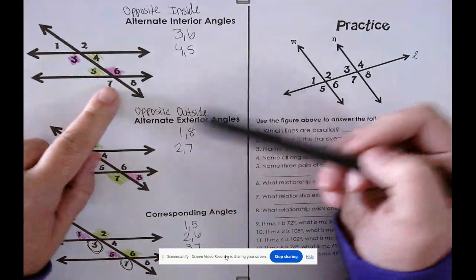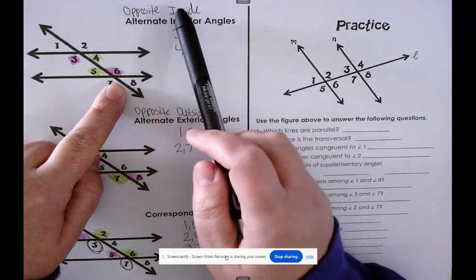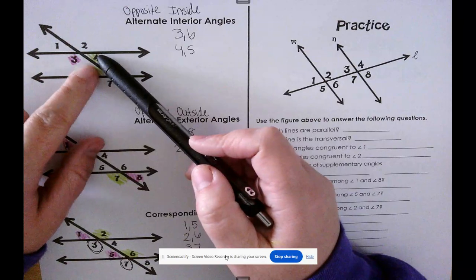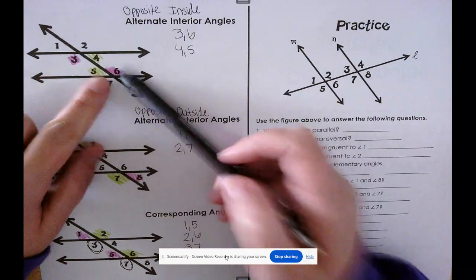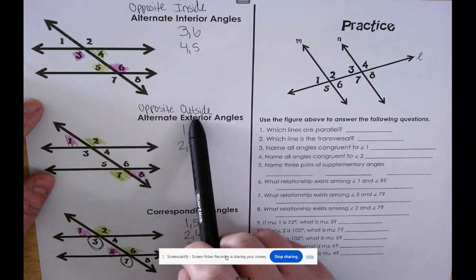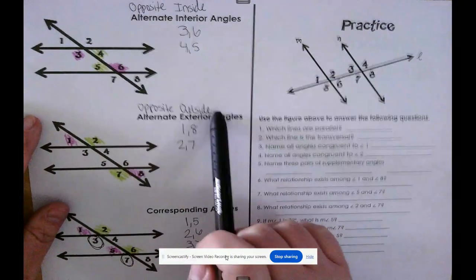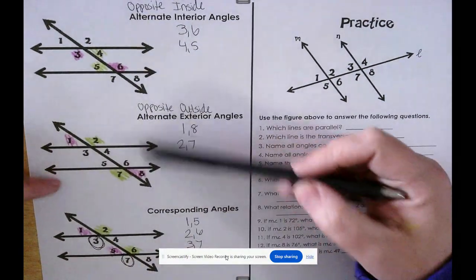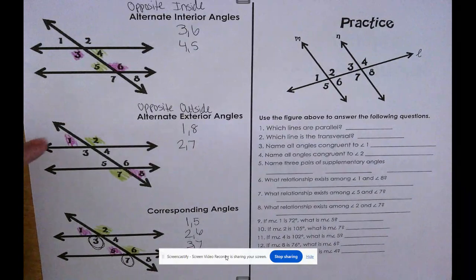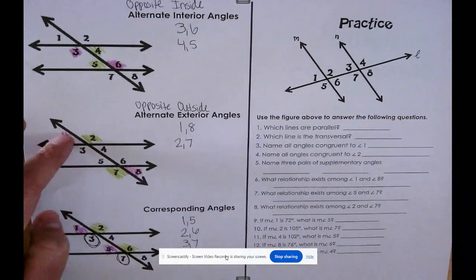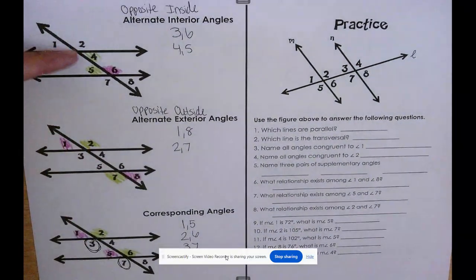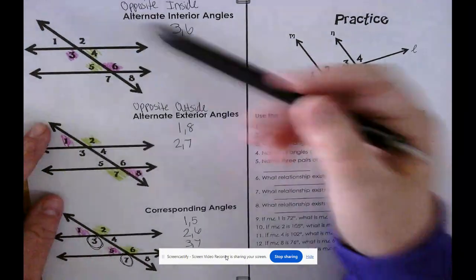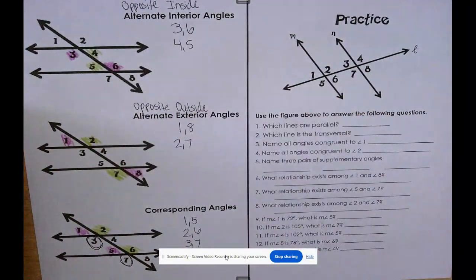So our two interior angles, and again, opposite and on the inside of our parallel lines, we have 4 and 5, 3 and 6. Then we have alternate exterior angles. These are our opposite outside angles. These are the tops and bottoms of our parallel lines. So we have 1 and 8, and then 2 and 7. So with our alternate interior, you can see that they're not on the same side. They're on two completely different sides.